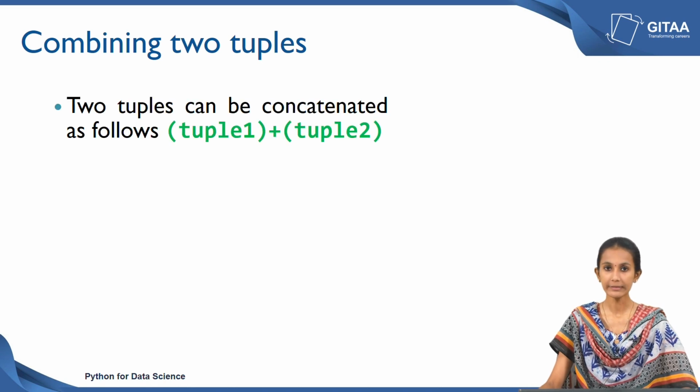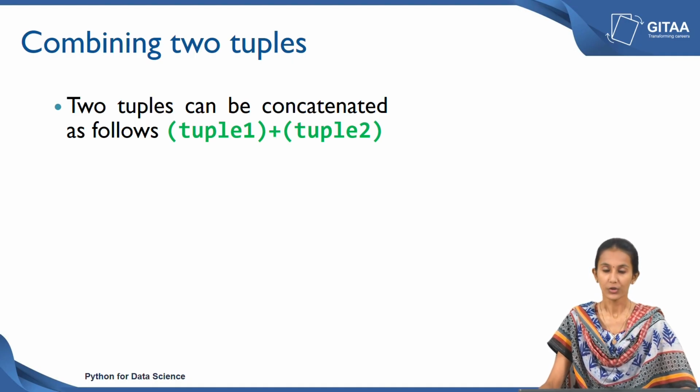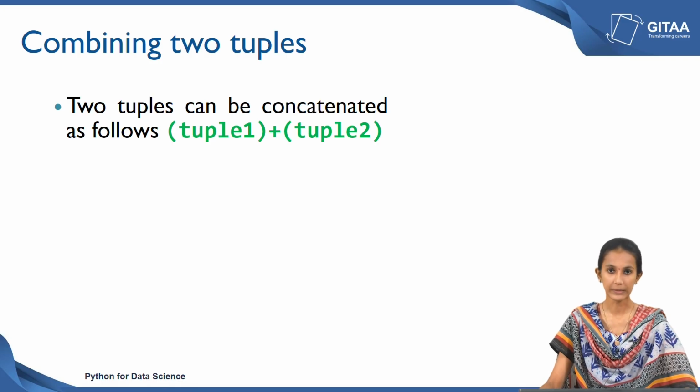Let us look at how to combine two or more tuples. Two tuples can be concatenated by using the operations which are available in Python. If you have tuple 1 plus tuple 2, you can combine the two tuples. You can also combine more tuples as well.